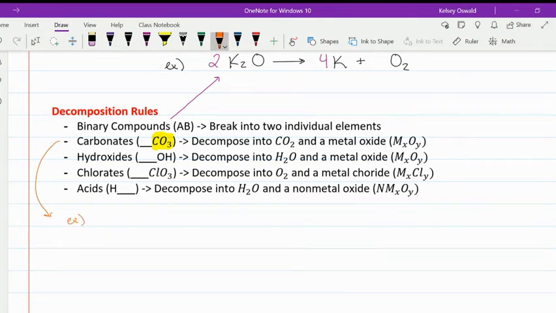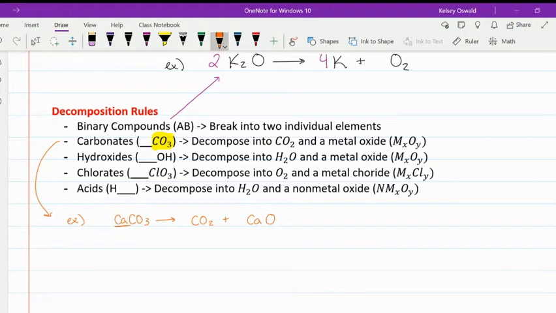okay, we could have calcium carbonate, so CaCO3. Okay, when this decomposes, it is going to decompose into CO2. So we know CO2 is always going to be one of our products and a metal oxide. So we're going to have to look and see who is our metal here. And we're going to see that our metal, that's our calcium. Okay. Our calcium, our metal, is then going to bond with our oxygen. Okay, that's our metal oxide. So we have CO2 and our metal bonded to oxygen.